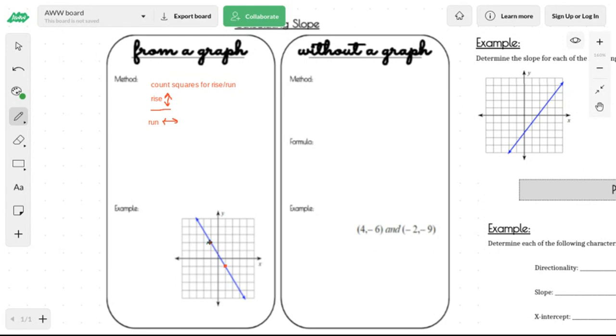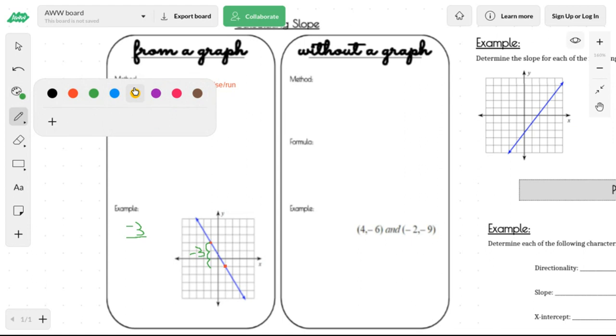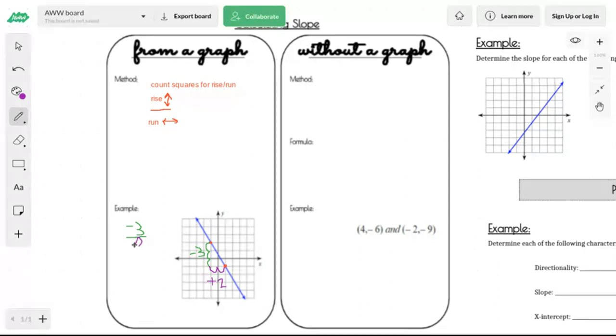So if I'm rising, I'm going to count squares like this. I'm going down 1, 2, 3 squares. And since I went down, it's -3. I'm going to write that off to the side over here. Then I want to count my run. So I want to go over, and I'm going to the right 1, 2 spaces. And if I'm going to the right, that is +2. So on the bottom, I have a +2.